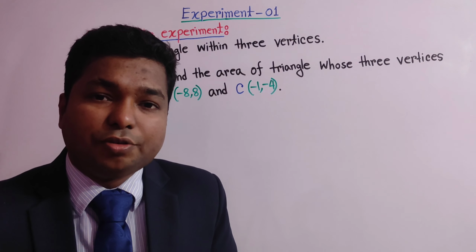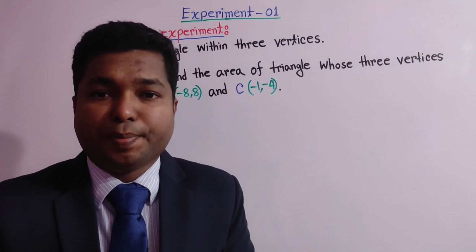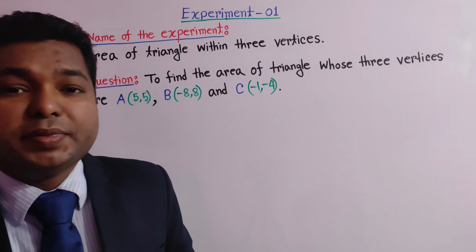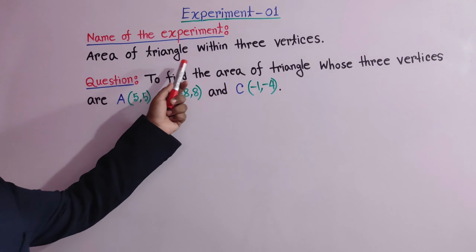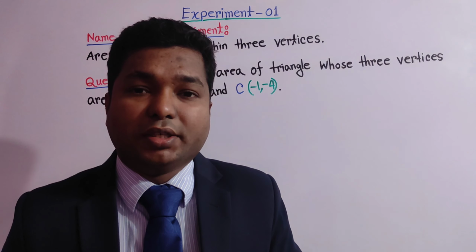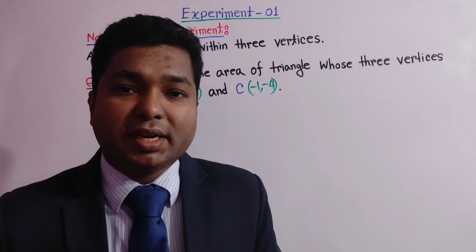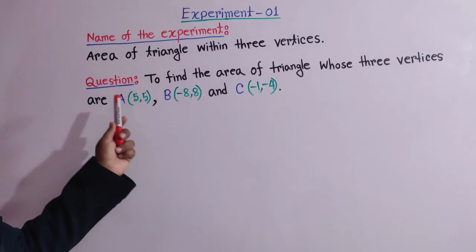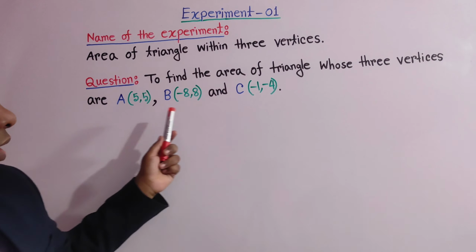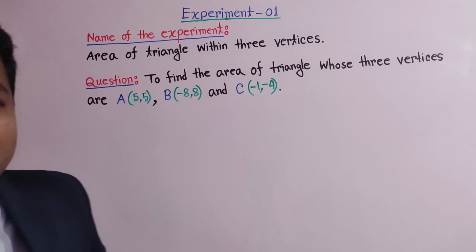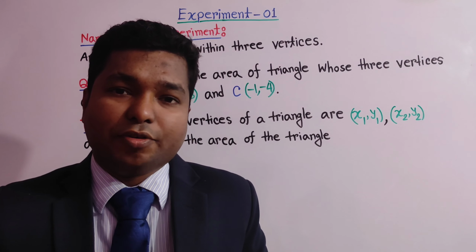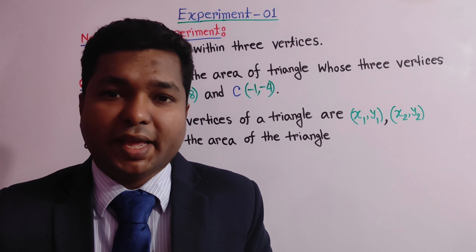My dear students, today we discuss two experiments from your practical part. At first, our experiment number 1. Here the name of the experiment is area of triangle within 3 vertices. So we have to find the area of a triangle whose 3 vertices are given. Here the question is to find the area of the triangle whose 3 vertices are A, B and C. Now our next step, theory. At this step you have to write all the required formula or theory to solve the experiment.